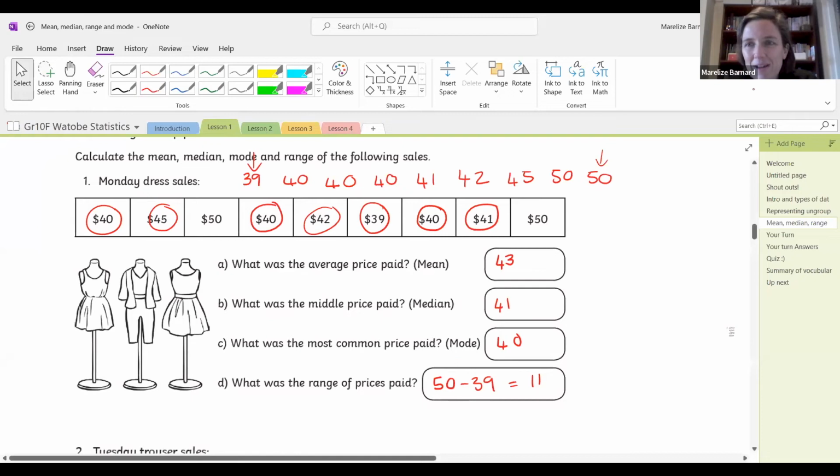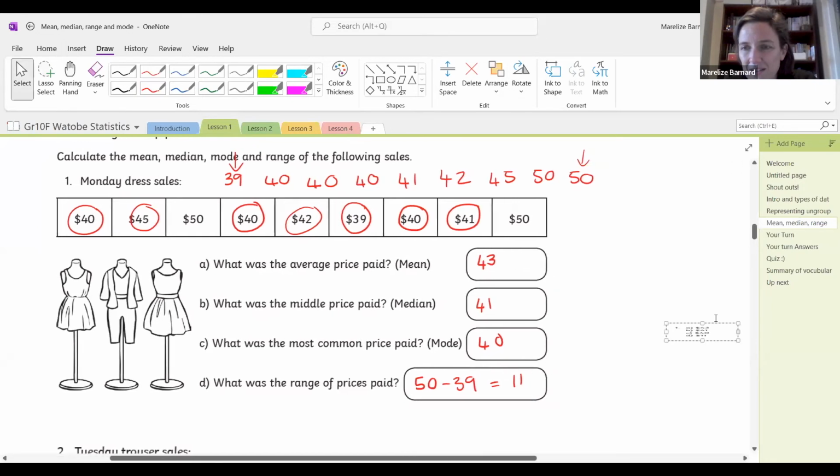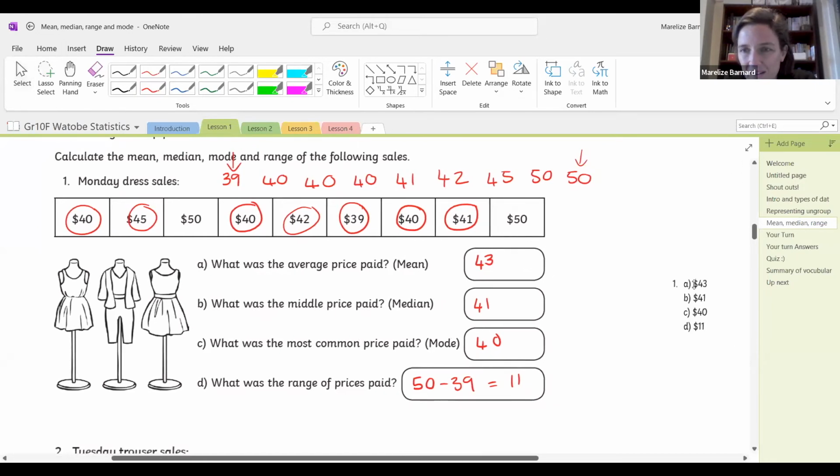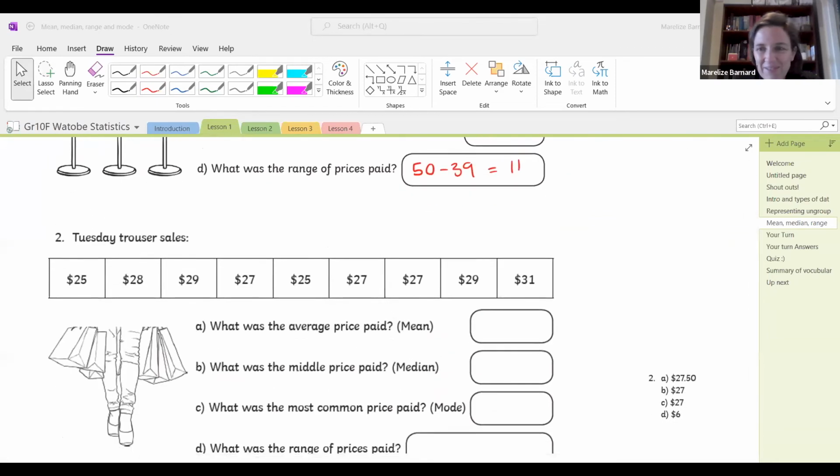Well done, everybody. Let's just double check if those are the right ones. Yes, 43, 41, 40, and 11. Excellent. Okay, let's do another one.